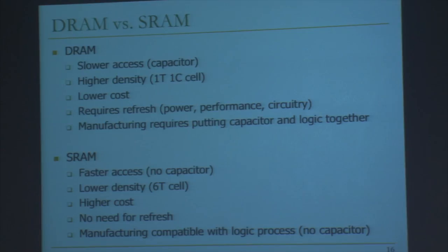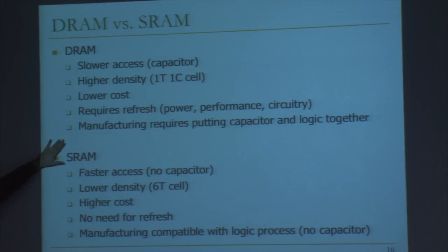Okay, this is kind of a summary. I'm not going into this in detail, I think, but this shows a difference in technologies. DRAM is slower access, SRAM is faster. DRAM is higher density because it's smaller. SRAM is lower density because it requires 6 transistors. Sometimes this is called 1T, 1C cell, one transistor, one capacitor cell for DRAM. It's lower cost. SRAM is higher cost. And density and cost are highly correlated in memory. This requires refresh, as we talked, which actually affects a lot of things. Power, performance, additional circuitry. There's no need to refresh here.